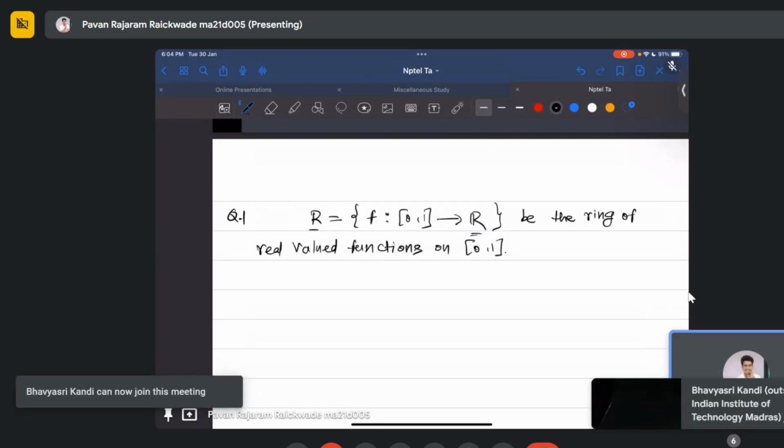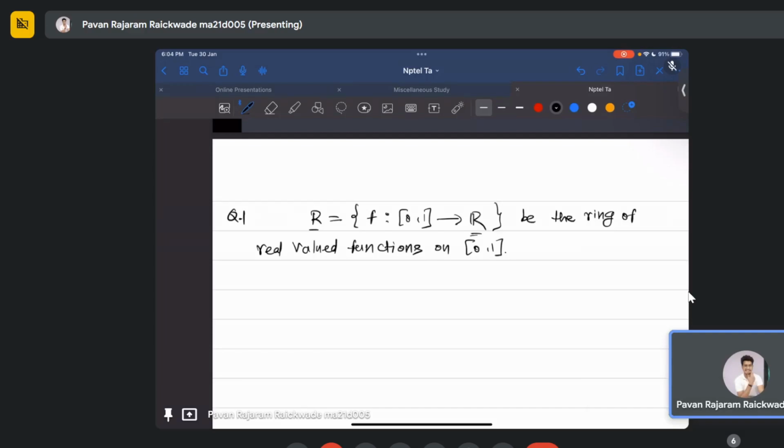You are familiar with the concept of subring, right? When is a subset of a ring a subring? It has to be closed under addition, subtraction, and multiplication. I mean, addition is enough. It has to be a subgroup under addition, and then it has to be closed under multiplication.